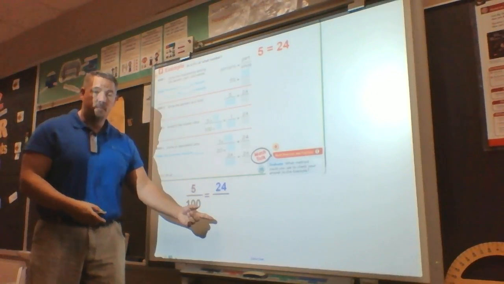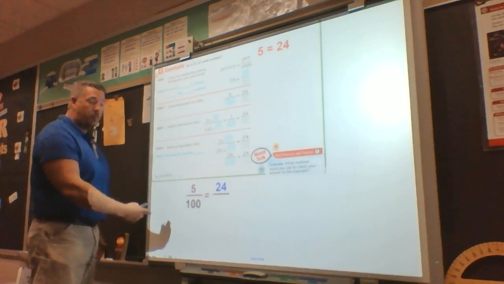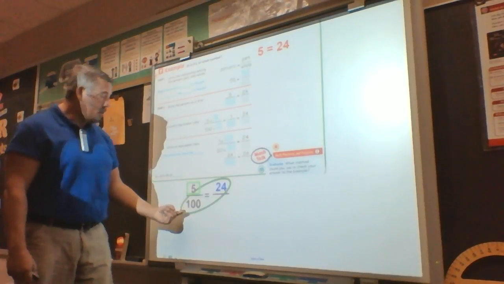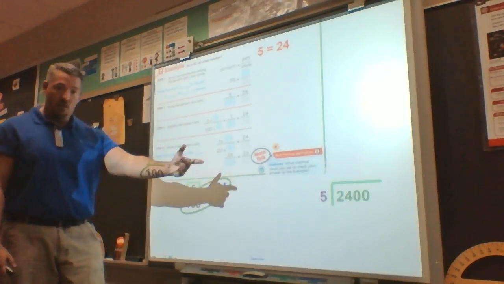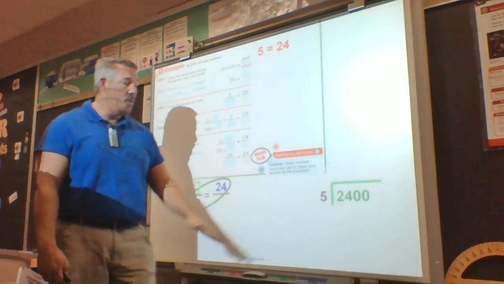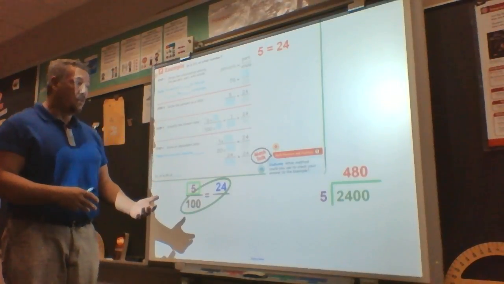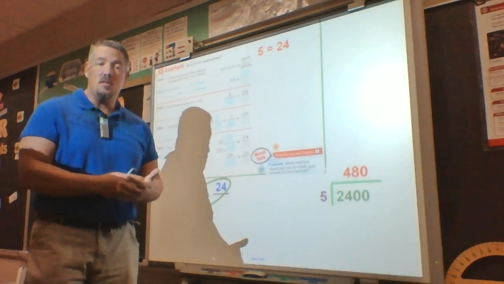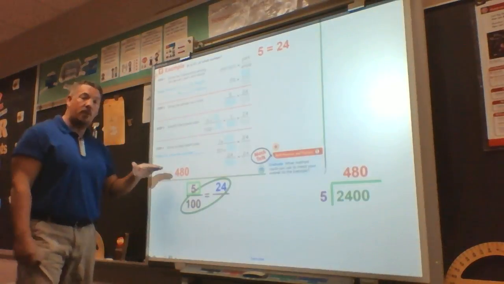What am I left with? I don't know. So I'm going to divide the loop. I'm going to multiply the 100 and 24, because they are the two that are paired together. When I multiply 100 by 24, I get what? I get 2,400. I divide by the lonely number, which is the 5 by itself. So 2,400 divided by 5 gives me 480. So when I'm talking about what number am I looking at, 24 is 5% of what? What's 5% of 480?